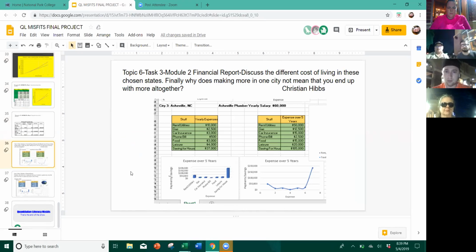Christian, discuss the different costs of living in these chosen states, and why does making more in one city not necessarily mean that you end up with more altogether? Okay, well, for my 3 cities, I tried to choose 3 cities that were far apart. So I chose Asheville, North Carolina, then Chicago, Illinois, and then Seattle, Washington.